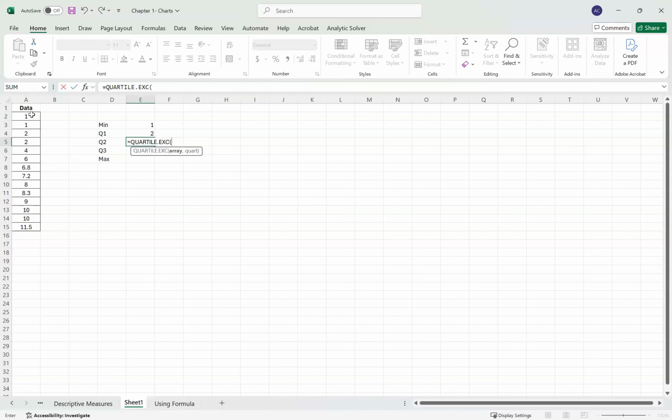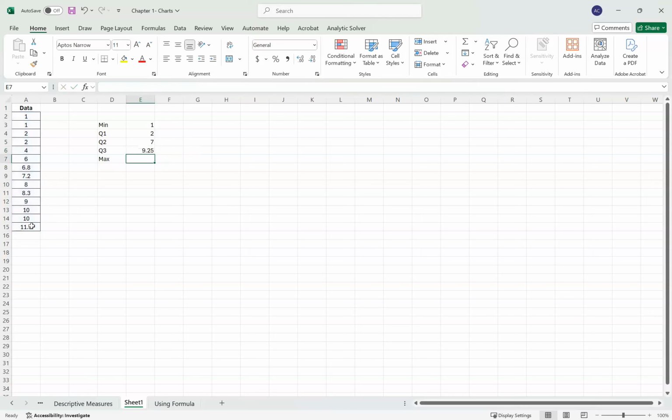Array, select the array and then 2. Close the bracket. Press enter. So second quartile is equal to quartile, and we will select the whole array and press 3.